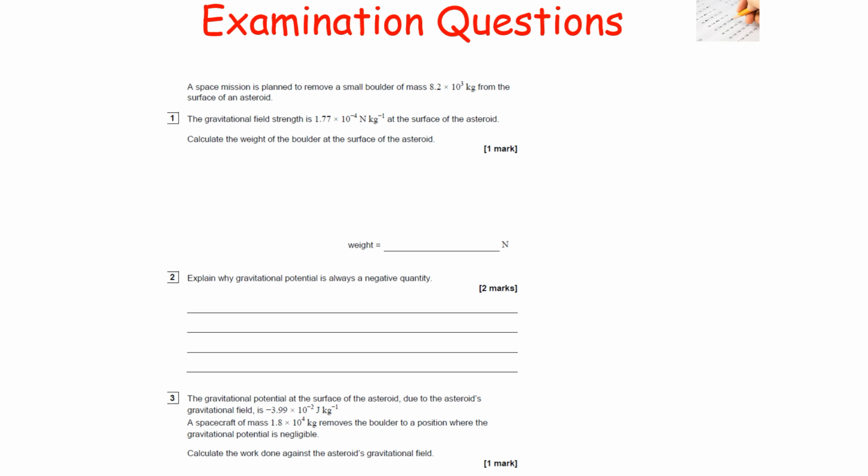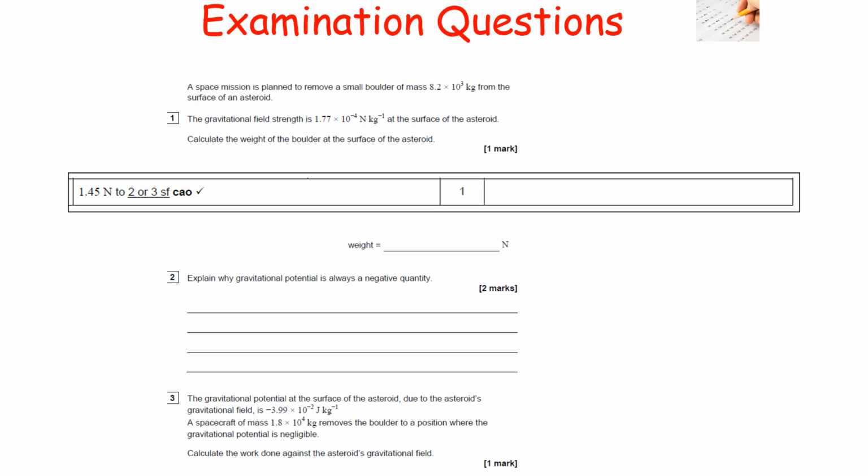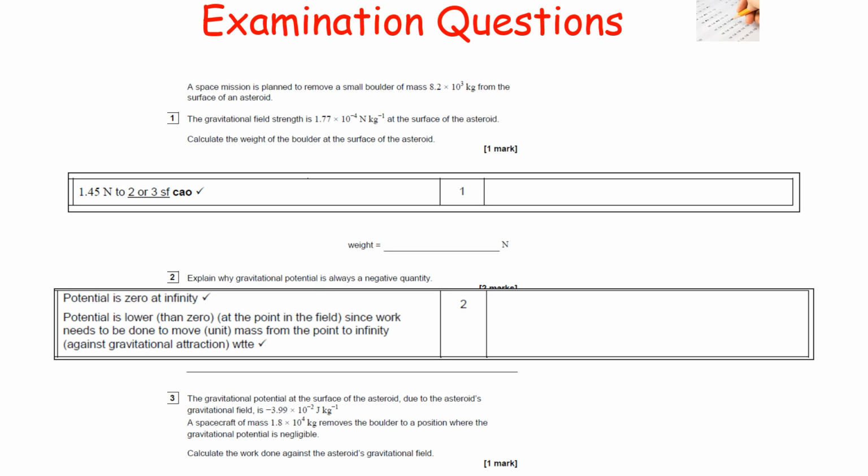Well, the first question is saying that weight is equal to mass times gravitational field strength. So times your mass by your gravitational field strength and you get 1.45 newtons. Now, why is gravitational potential always a negative quantity? Well, like we've mentioned before, we define potential to be zero at infinity because it's outside of the gravitational field, so there's no influence from the gravitational field on that object. So its gravitational potential and its gravitational potential energy is going to be zero.